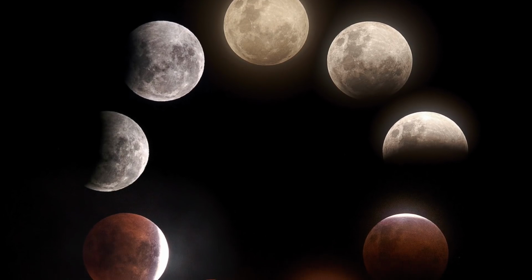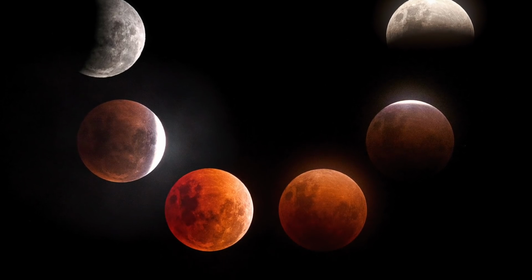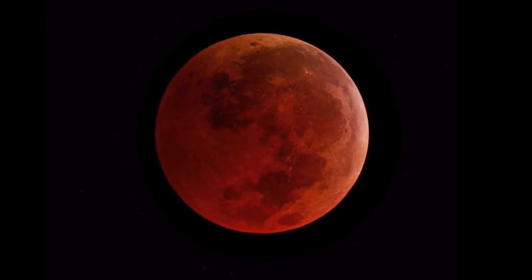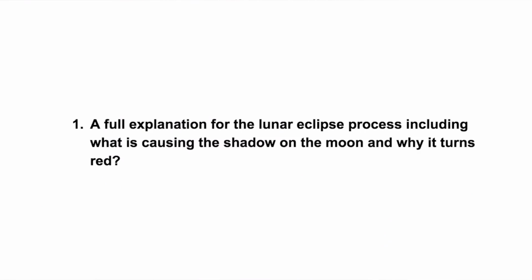Now, I've heard explanations for a solar eclipse. They simply say that the moon in their model passes beneath the sun, but when it comes to the physical processes that cause lunar eclipse, the flat earthers are found wanting. So, a full explanation please guys for not only how the process occurs, but what exactly is causing the shadow on the moon and why does it turn red?